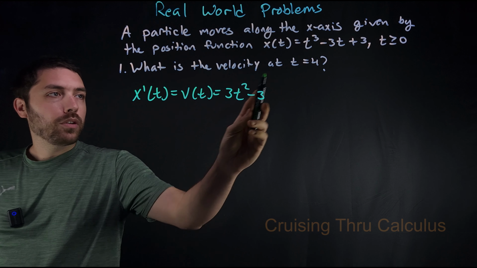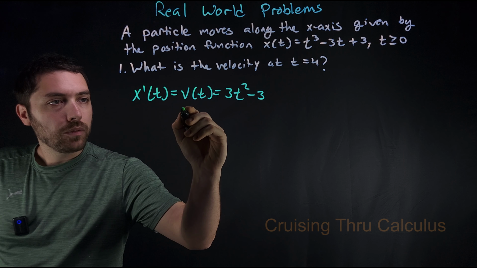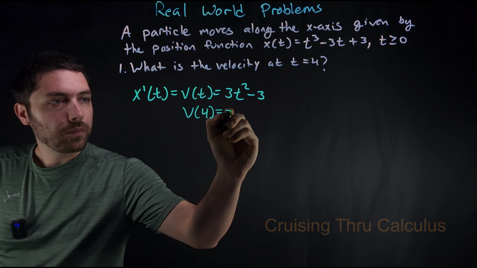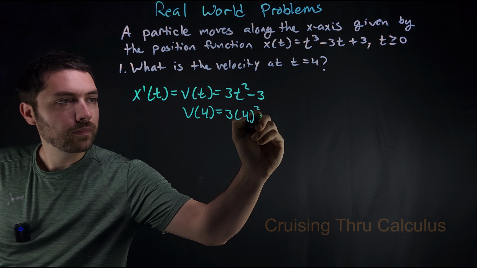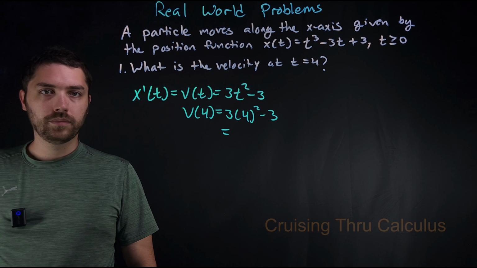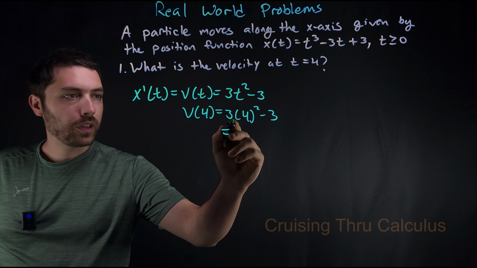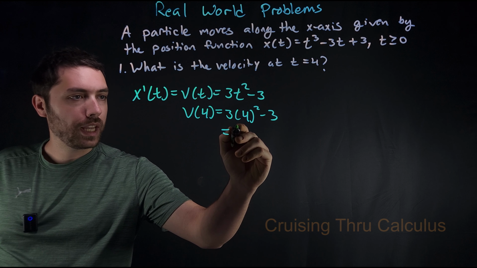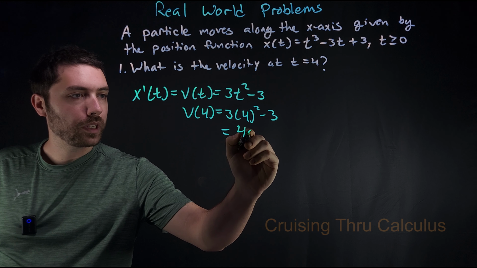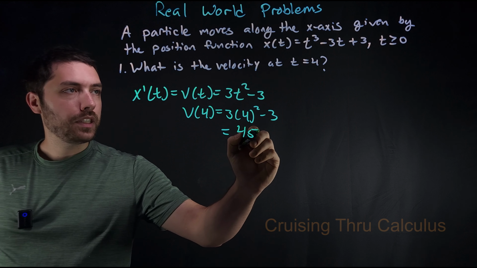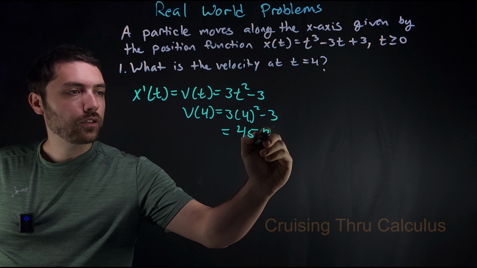All right, now we can plug 4 in for t because we have our velocity equation now. All right, so here we've got 3 times 16, which is 48, and then 48 minus 3 is 45. So our velocity at t equals 4 is 45 meters per second.